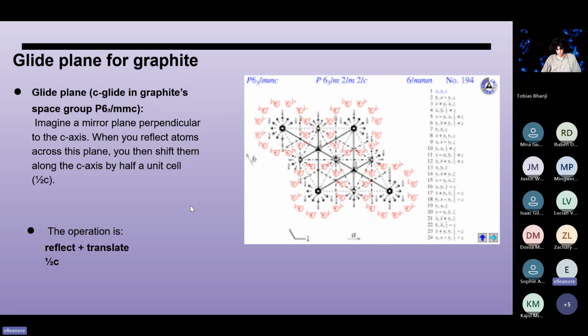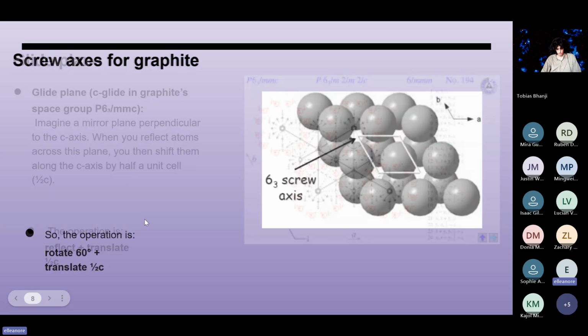You basically choose an axis in the structure of graphite, and that would be the c-axis, and then you reflect atoms across that plane before shifting them across the axis by half a unit cell. So it's basically reflecting and then translating it by half a unit cell. So that's how we use a glide plane for graphite.